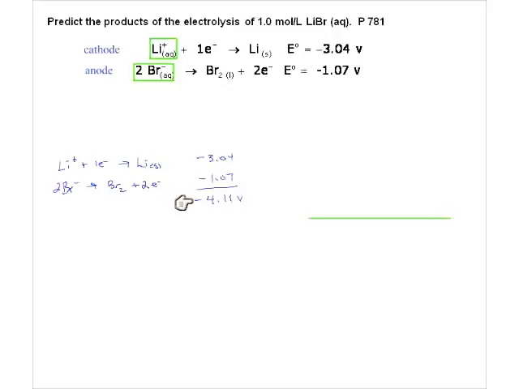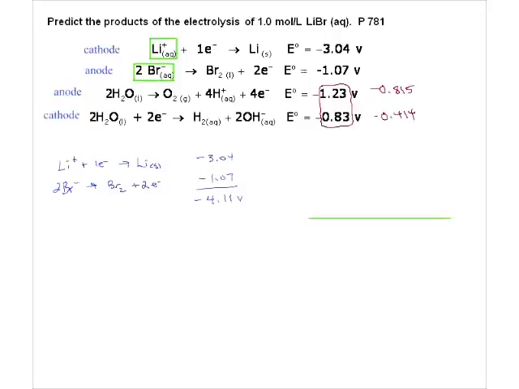Okay, good enough. But what we have to keep in mind is that we also have the possibility of doing the oxidation of water, and we also have the possibility of doing the reduction of water. So water could act as the anode, and water can also act as the cathode. So we have to look at this and say, is there an easier pathway to take? What we have to do now is do all the possible combinations. So I've already covered those two possible combinations.